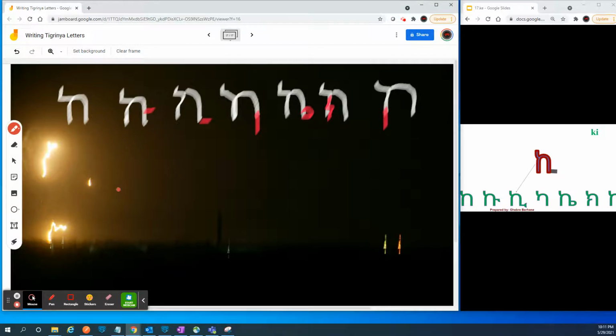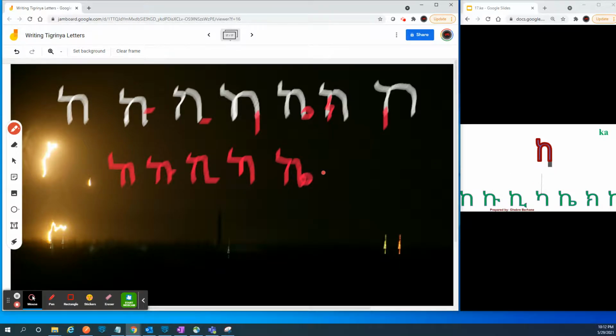Okay, so what I'm saying is K is written like this, Ku, the second one is like that, Ki, Ka, Ke. This is a round here. K, look at this one. This is how I write it. And then I do this. Ko. Okay.